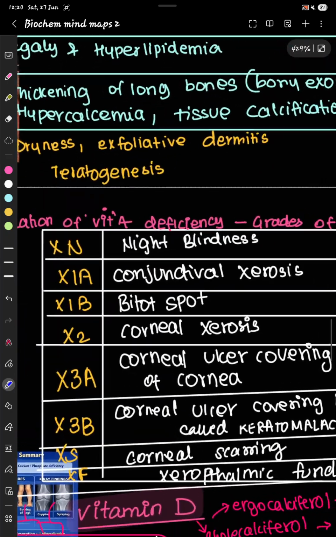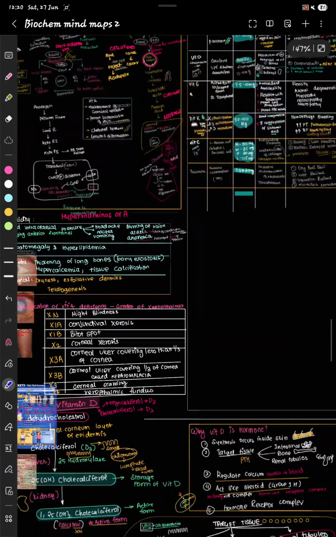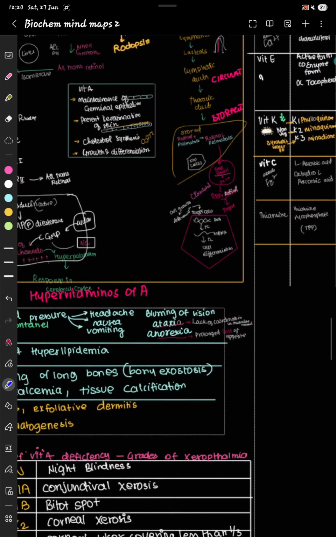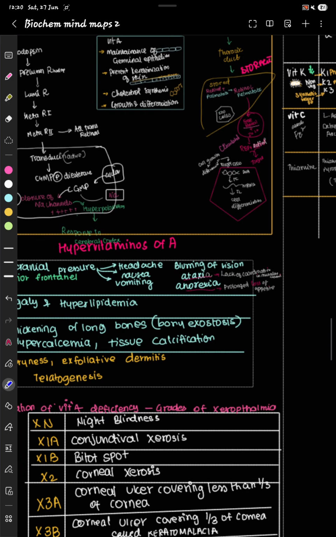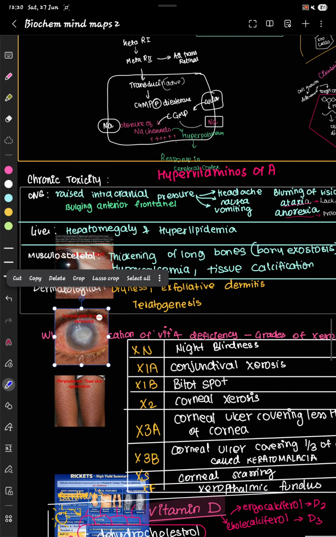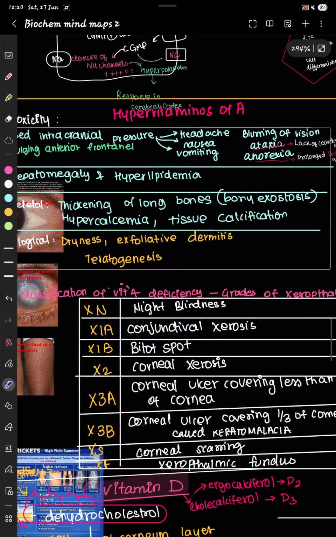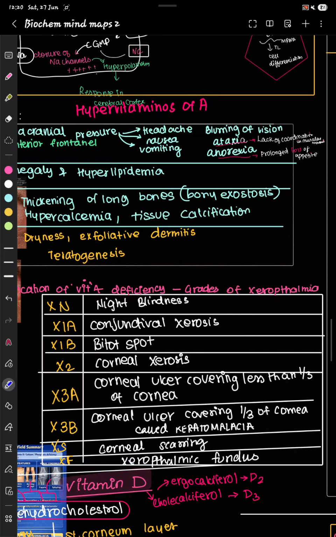It is xerophthalmia. What is xerophthalmia exactly? Xerophthalmia is the dryness of the cornea. The cornea of our eyes gets so dry that it forms a layer like this. So corneal ulceration also occurs. Now let us see the grades of xerophthalmia. First of all, xerophthalmia N, that is night blindness. Night blindness occurs because this is the first grade of xerophthalmia.